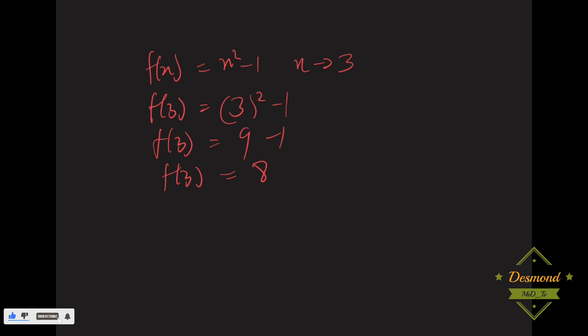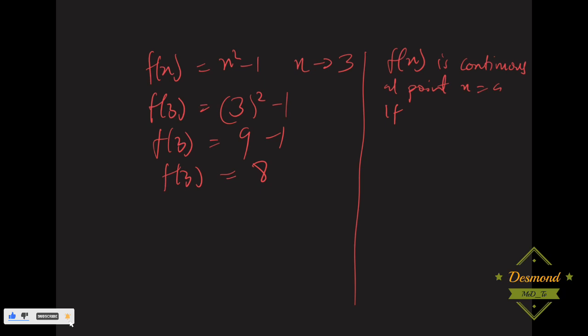Now next, let's talk about continuity. A function is continuous if you can draw its graph without lifting your pen. This means that the function has no breaks, jumps, or holes. Mathematically, we can describe it as the function f of x is continuous at a point x equal to a.